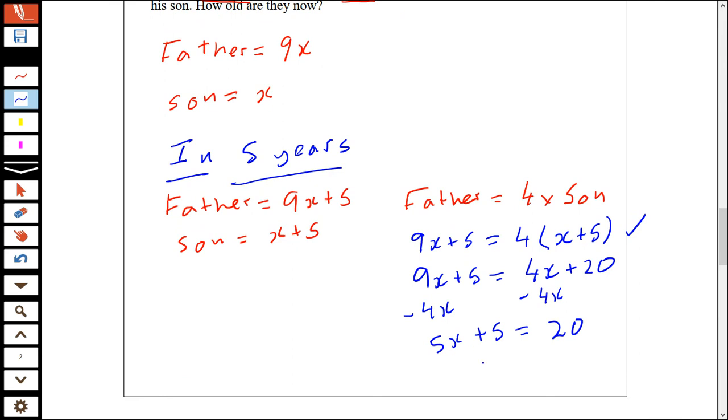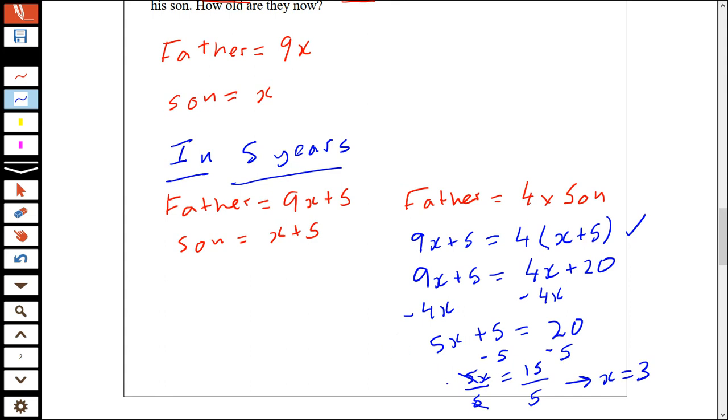Okay, so we're going to minus 5 from both sides now. It gives me 5x is equal to 15. And divide by 5, divide by 5. And you'll get x equals 3. Okay, so that means the son is 3.